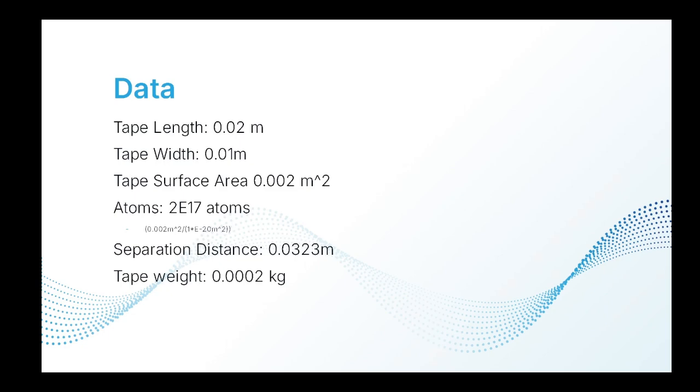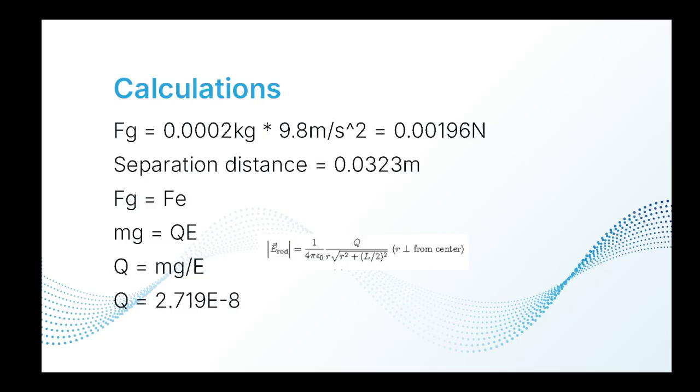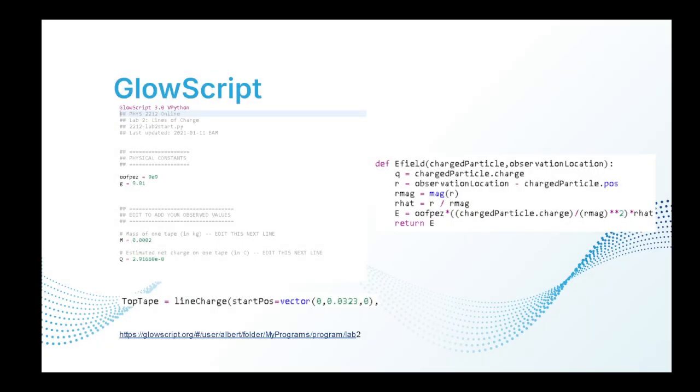So here's the data that we are going to input into this equation right here. This equation is just for the electric field, but if we compare this to gravity, we're going to set them equal to each other, and then at the bottom left you can see we're setting Q equal to mg and calculating Q from there. So from that we got Q equals 2.719 e to the negative 8 for the new calculated charge.